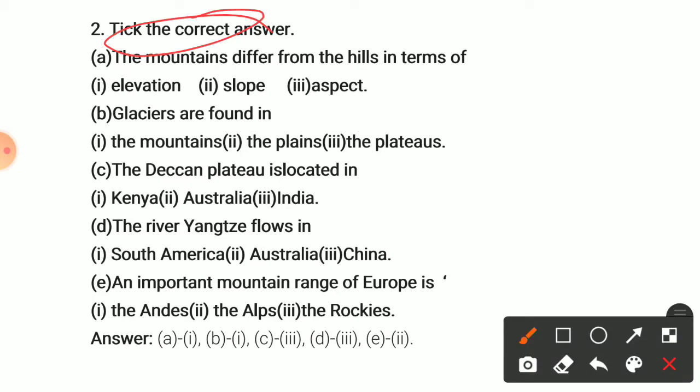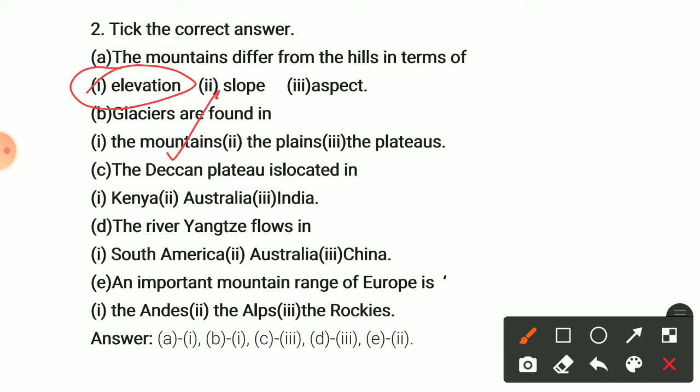Okay, so the question is: the mountains differ from the hills in terms of, basically, elevation. Second, glaciers are found in, obviously, mountains. Where are glaciers found? You will find them in the mountains, not in the plains and not in the plateaus.